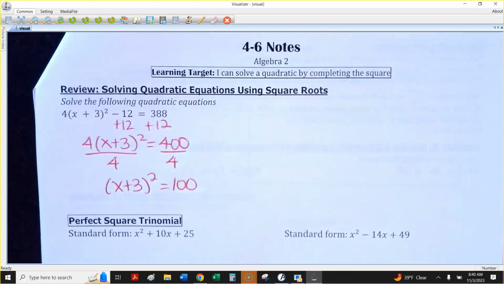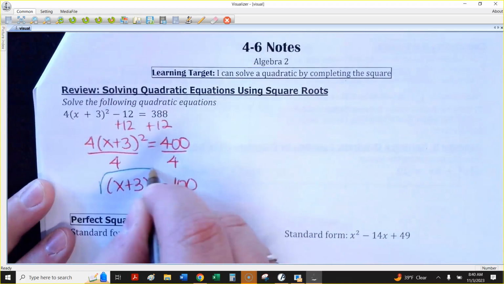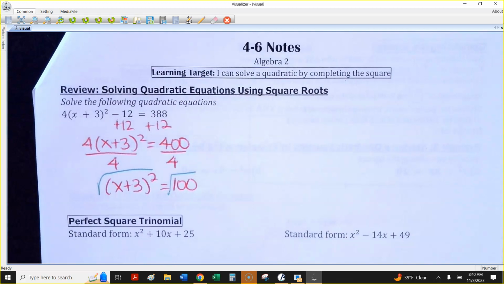Okay, do I want to FOIL? Like, what do I want to do next? Square root, don't FOIL. Please don't FOIL. This is what you want. This is glorious for us. If we've got parentheses that are squared, guess what? We can cancel them out. As long as they're alone, we're just going to take a square root. Don't FOIL. Don't make more work for yourself. Just get rid of it.